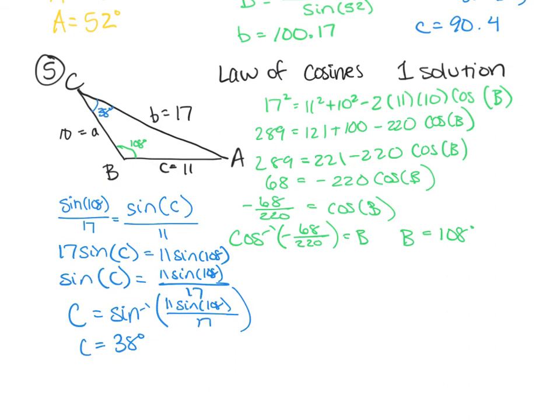And then our last step for law of cosines is to use our triangle sum theorem. So we'll say that angle A is 180 minus 108 minus 38. We get angle A is 34 degrees. So this is a law of cosines problem. We've got one more problem left in this part of the video. Let's keep on going.